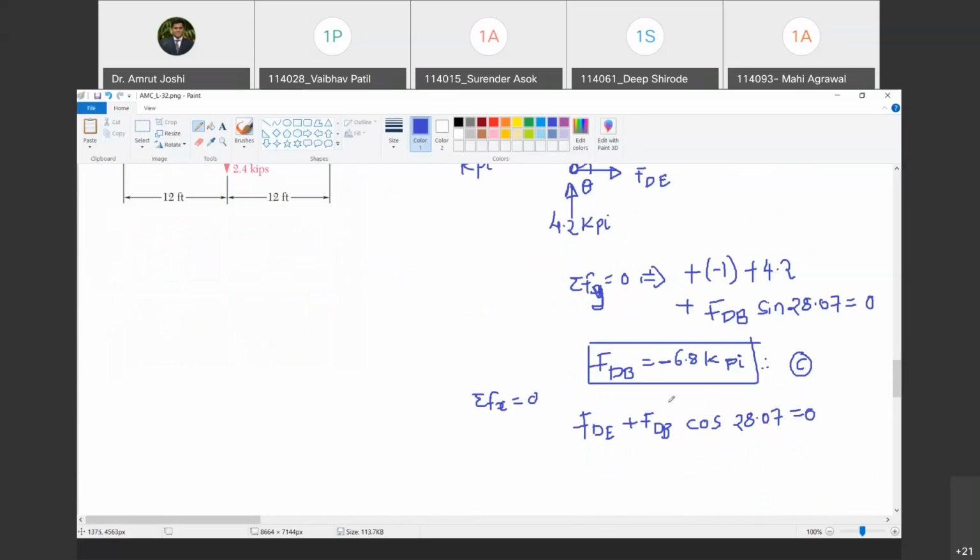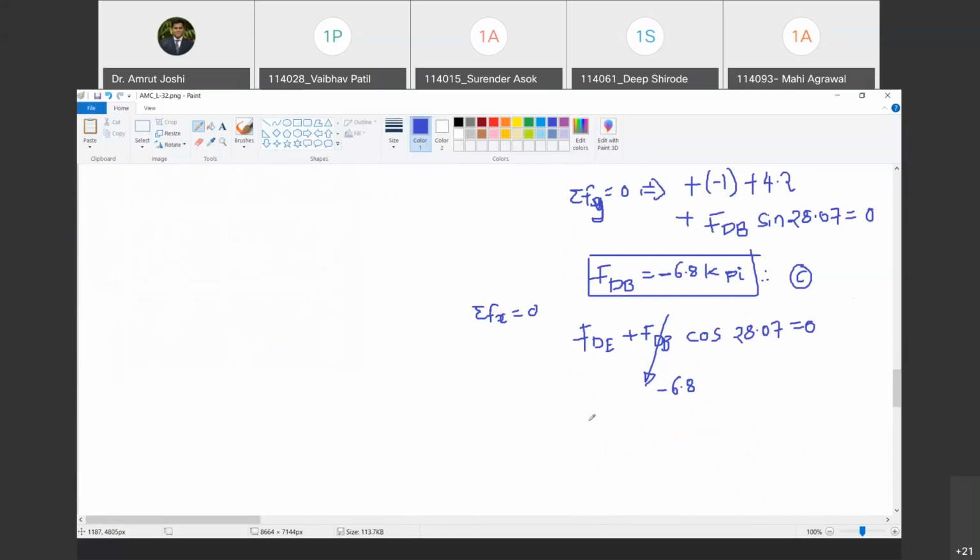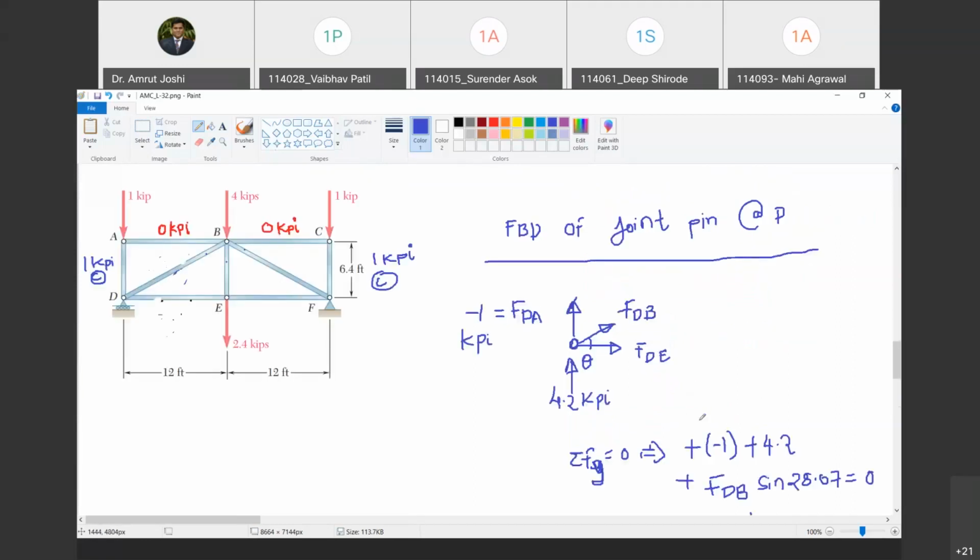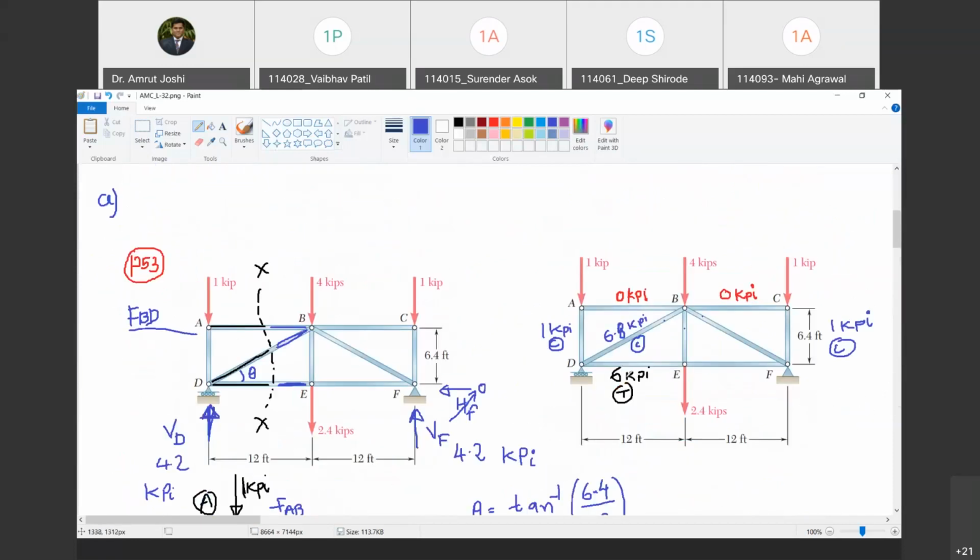But this FDB itself is minus 6.8. So this minus sign on right hand side becomes positive, and therefore you get FDE is equal to 6.8 cos of 28.07. So tell me what is the value of FDE? So it turns out to be 6 kpi, and as it has turned out to be positive, therefore it is tensile in nature. Happy? And that's what we have got already through method of sections.